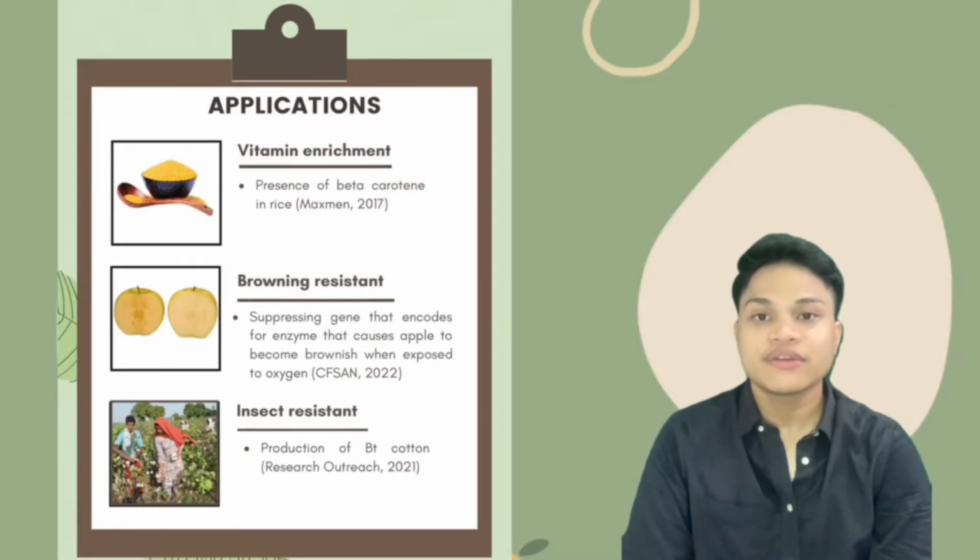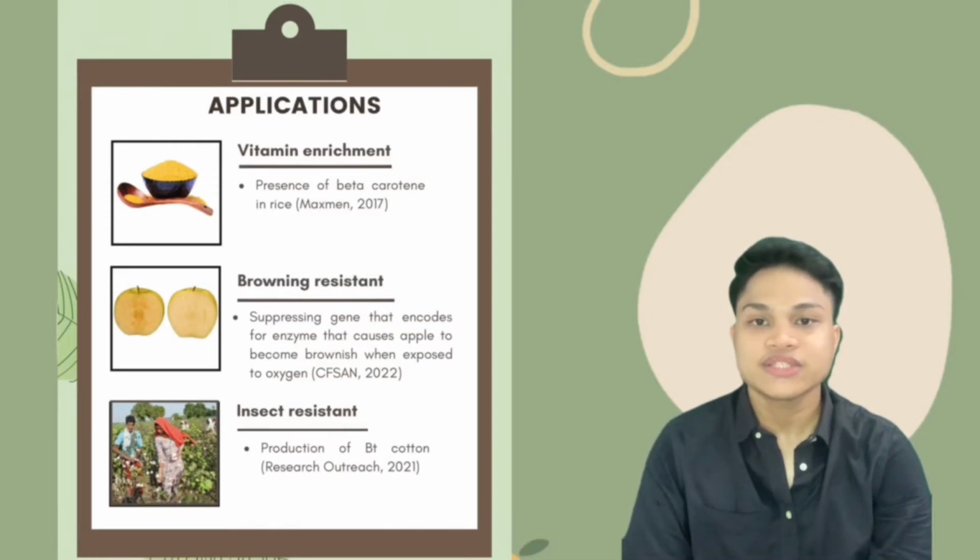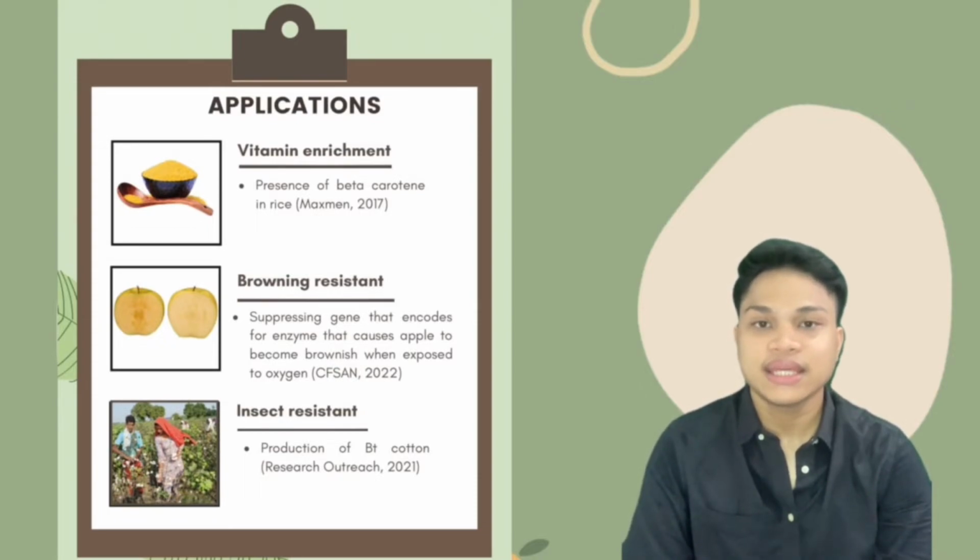Firstly is vitamin enrichment such as golden rice. Golden rice is genetically modified rice to have beta-carotene, which is normally not present in rice. The beta-carotene will be converted to vitamin A when it is metabolized in the human body. Next, browning resistance in apple.